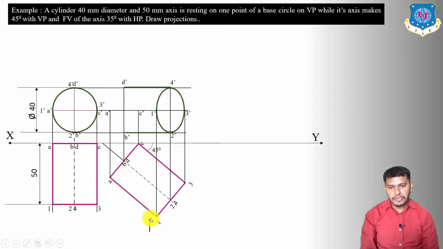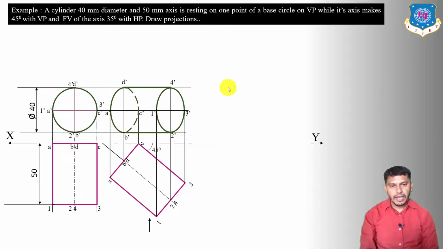The half part which is in between the observer and the XY reference line, that is ABD, is the half part of the cylinder, or half part of the base of the cylinder. It is going to be visible because it is nearer to the observer. So this part A dash, B dash, D dash is going to be visible, and this part is going to be hidden in the front view of the cylinder.